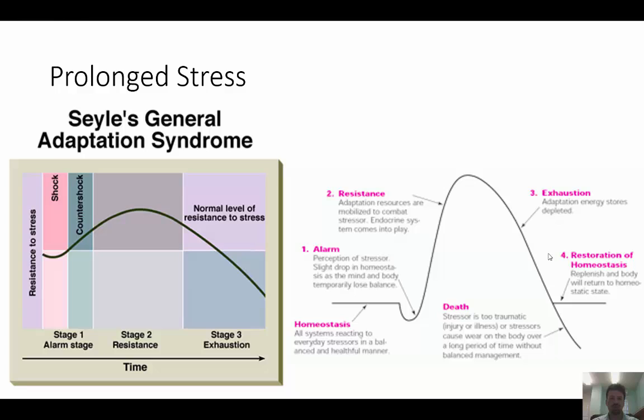So I just want you to be aware that stress is generally considered good for us. It prepares us for action in small doses. But if it continues too long and your body can no longer combat it, you can enter into a stage where it begins to affect you negatively, and it can have both physiological bodily effects and also psychological effects.